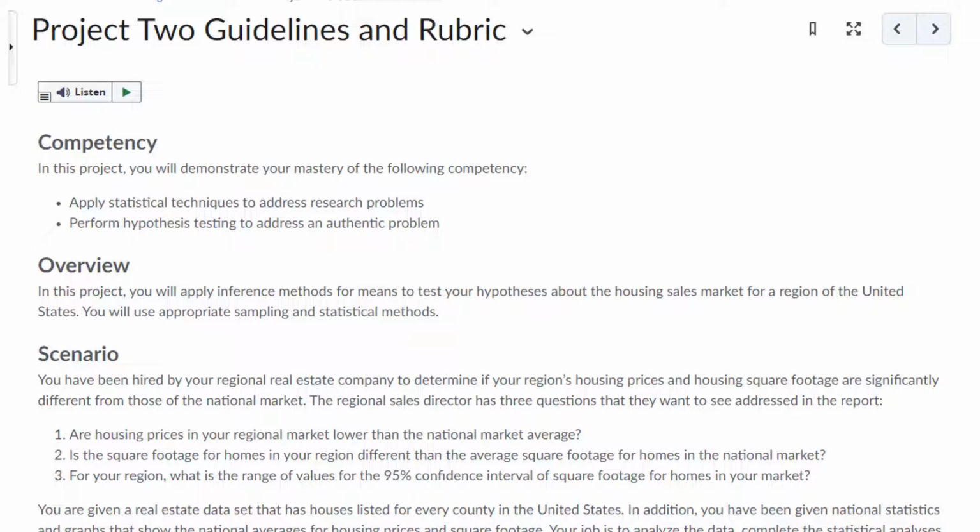Are the housing prices in this region on average, I'm inserting that because it's important, are housing prices or listing prices on average lower than the national average? Is the square footage of homes on average different than the national average? And then we also want to calculate a 95% confidence interval for square footage of homes, the average square footage of homes in this region.